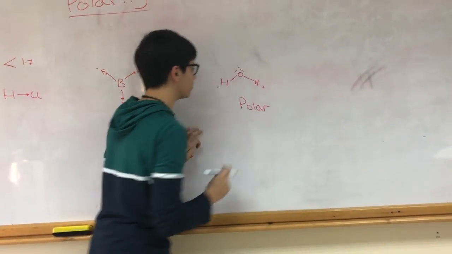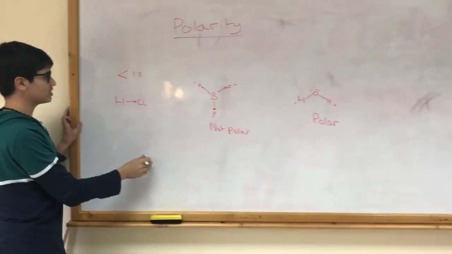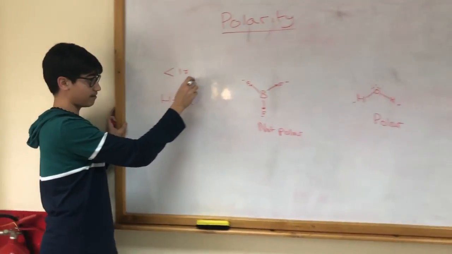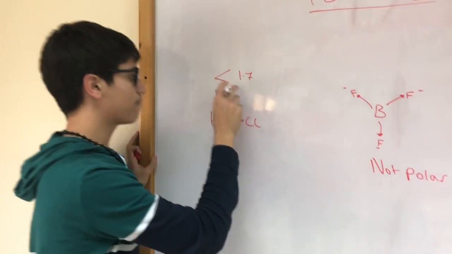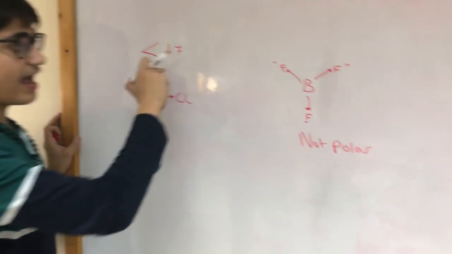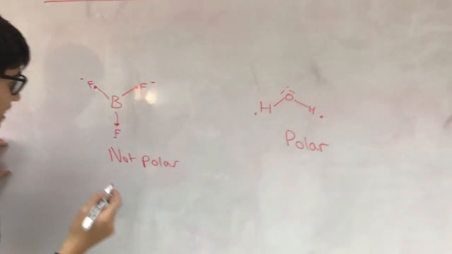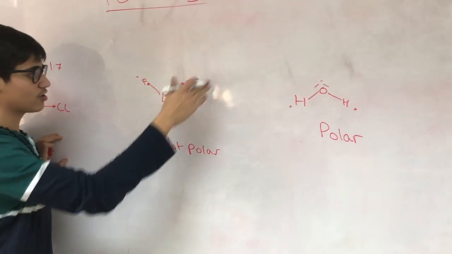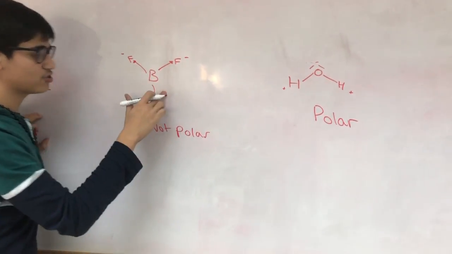So when explaining polarity, you have to refer to these two situations. If the electronegativity difference is present, that is the most prominent reason for polarity, and if that does exist, yet the molecule isn't polar, it's due to the symmetry of the molecule.